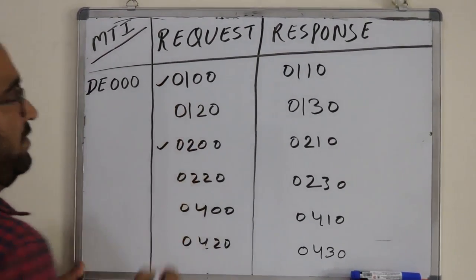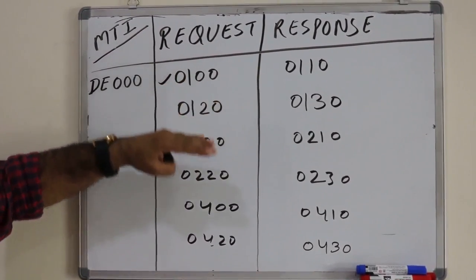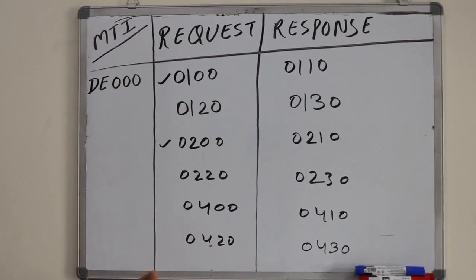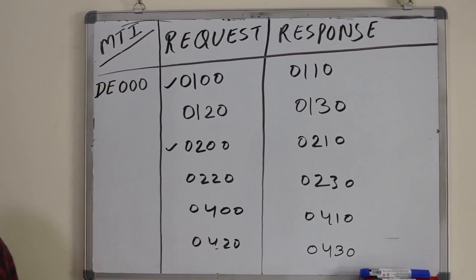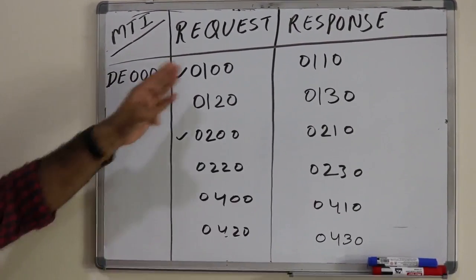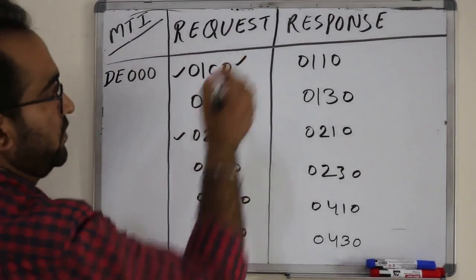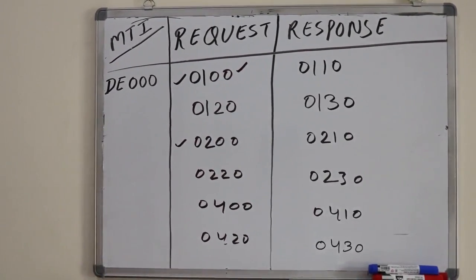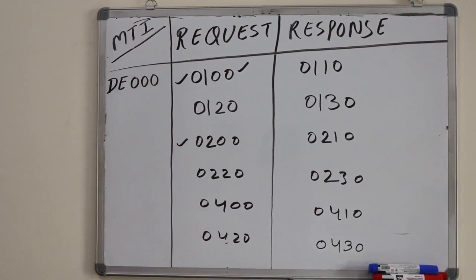For example, when we are sending a transaction from POS, it can be a 100 and it can be a 200 both, depending on which message type they are using, which format they are using, whether it is a single message or dual message. Yes, they can support both 100 and 200. These are for authorization when you are doing a purchase or a cash withdrawal. These types of messages are used there.